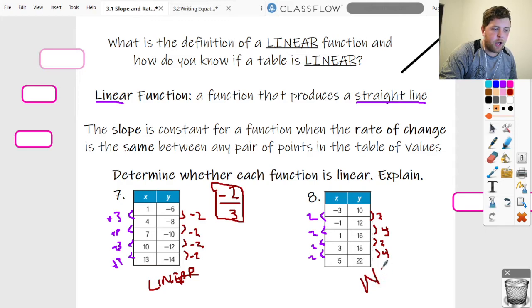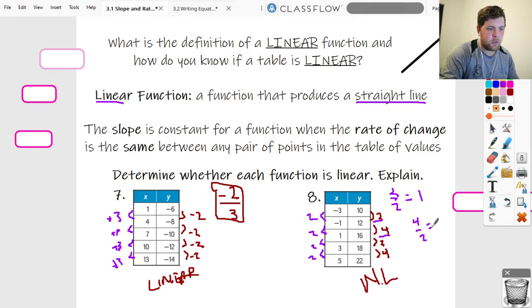So non-linear, NL. And the reason being, once again, it's going up by 2 here, but then by 4 here, and our ratio doesn't remain the same. Here, our ratio is 2 over 2, which is 1. But for these, it's 4 over 2, which would be 2. So my slope, my rate of change, is not constant. Therefore, it is not linear. Okay?